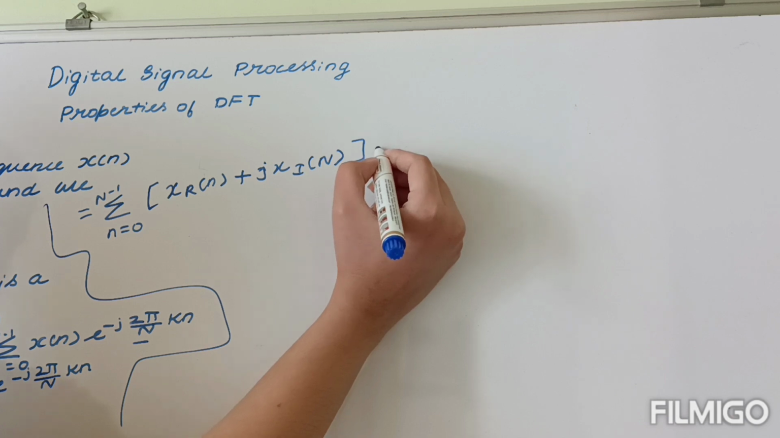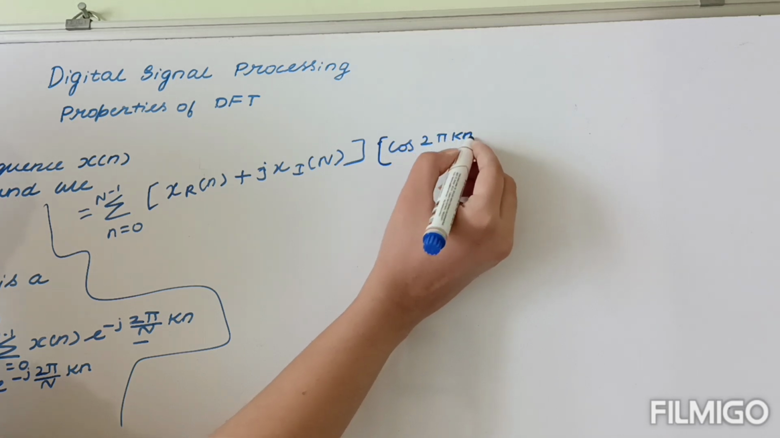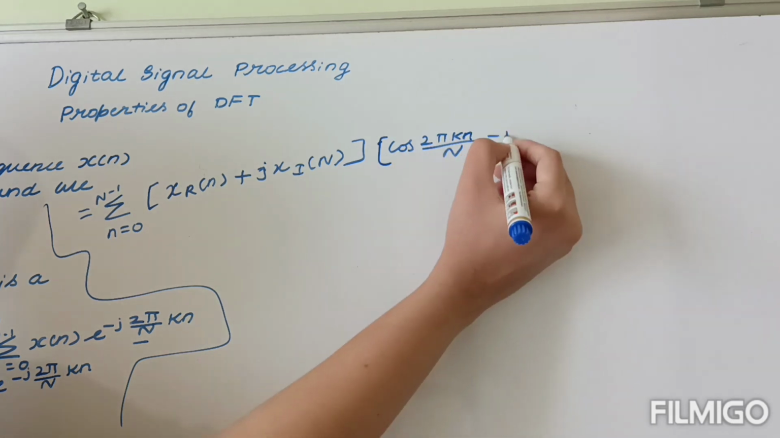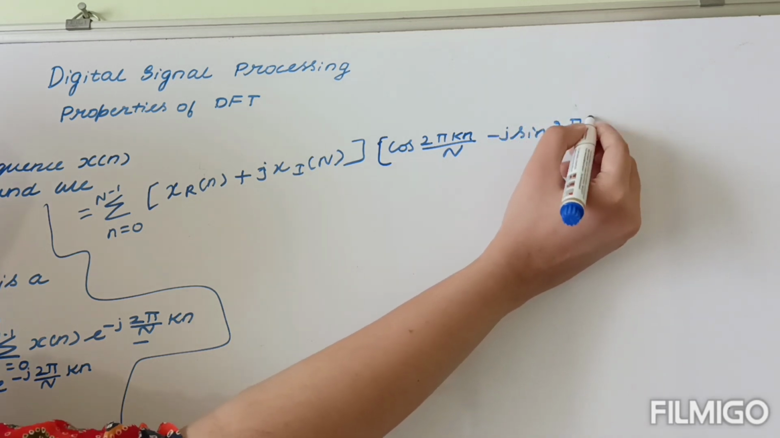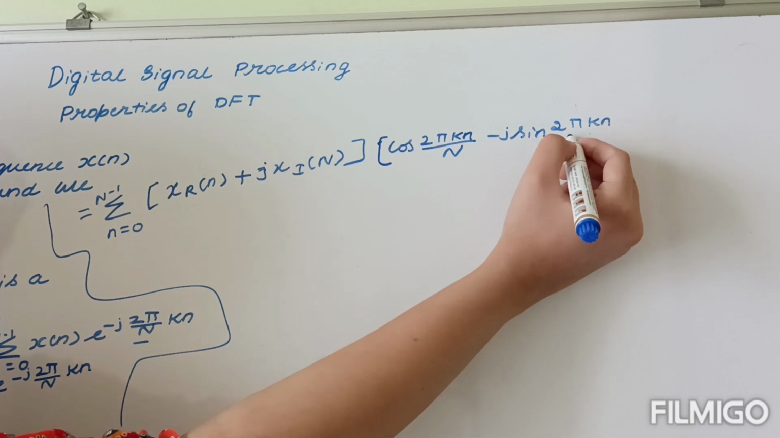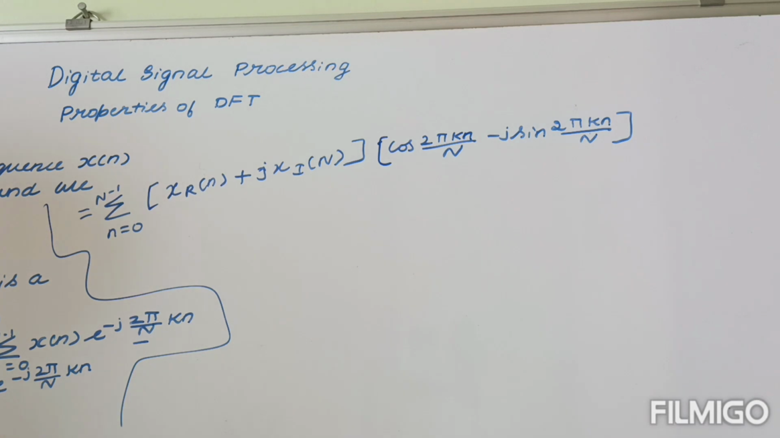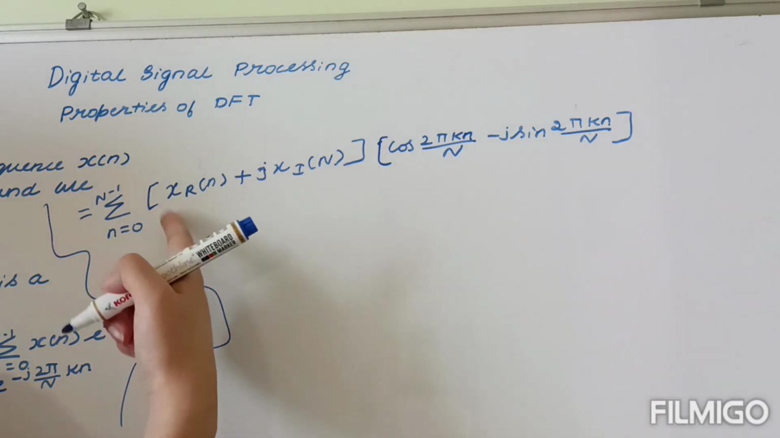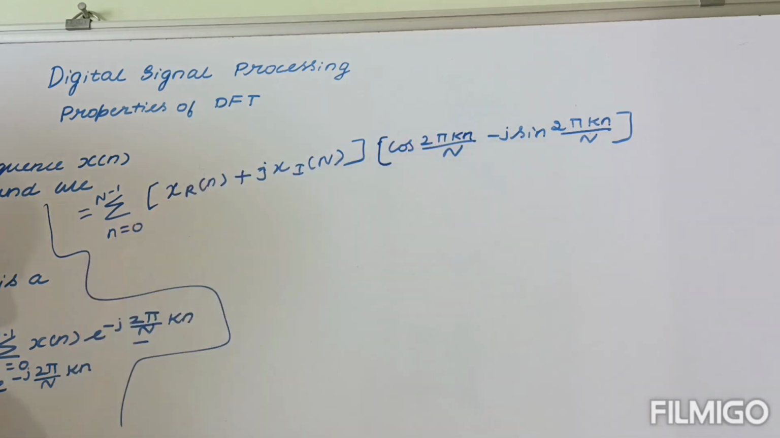Into this one. So it is into cos. I'll write it like this: cos 2 pi kn by N minus j sine 2 pi kn by N. Fine. Now I have to multiply this. First I have to multiply this particular term for both and this particular term for both. If I do that process, I am going to get my result.